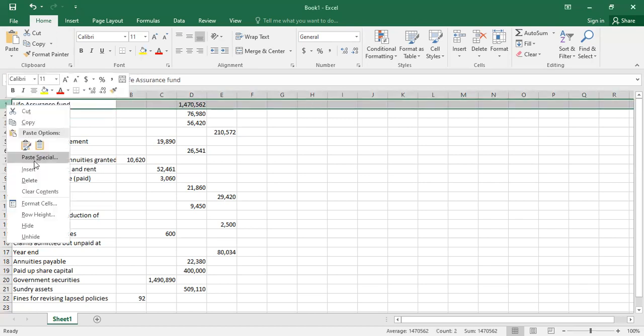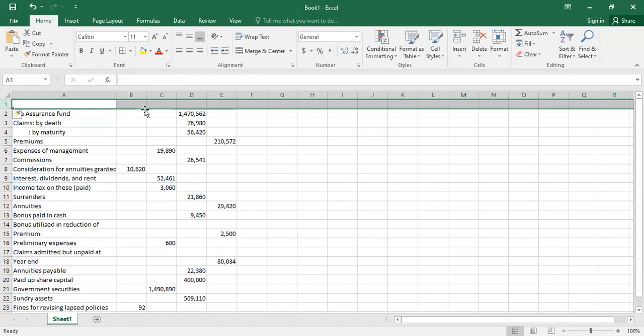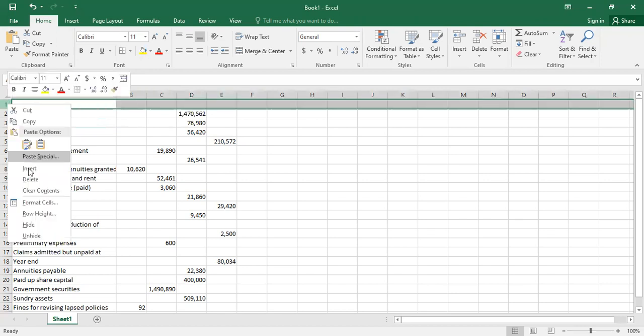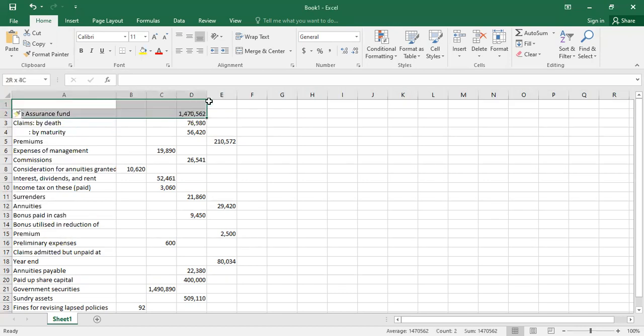Like in this question, you've been asked to prepare the revenue account and the balance sheet. So I want first to adjust this to be a trial balance, because it will be easier. So, trial balance.